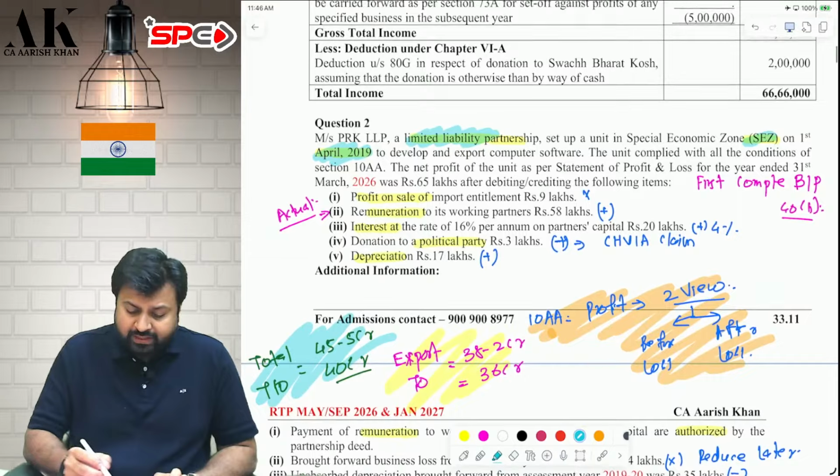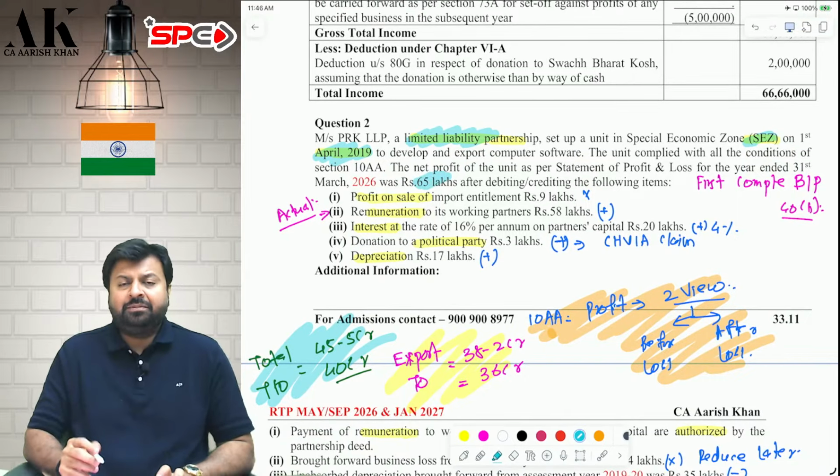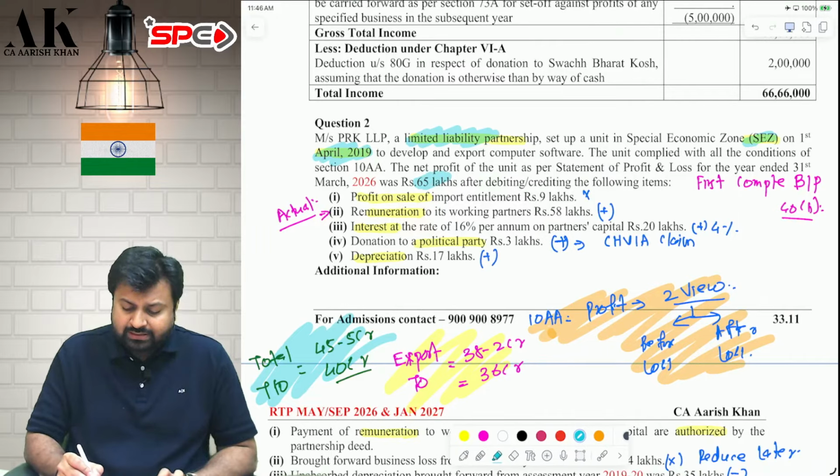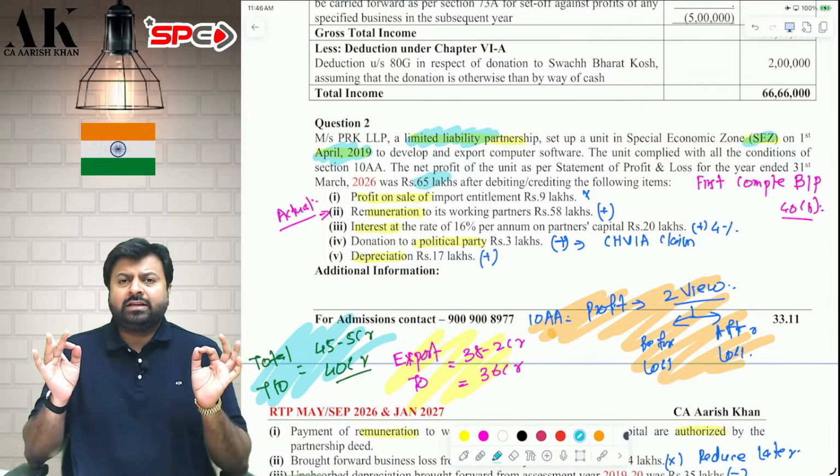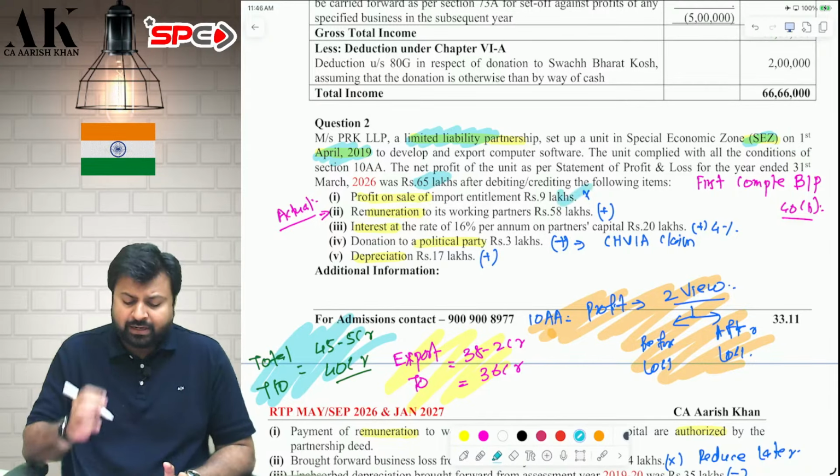So let's compute book profit. The net profit of the PNL as per the LLP 65 lakhs. Profit on sale of license. Is it a part of book profit? Yes. Book profit is nothing but PGBP income. Profit on sale of license is a part of book profit. Don't do anything. Remuneration to partner, add back.